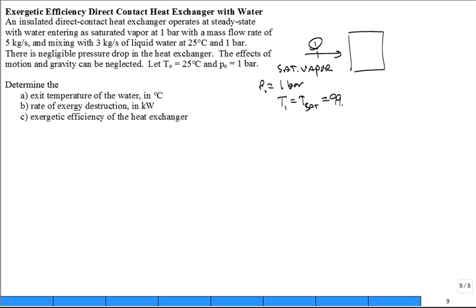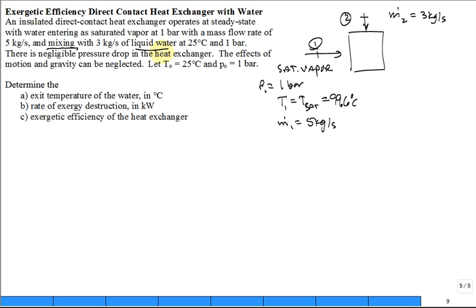Okay? 99.6 degrees C, the saturation temperature for water at 1 bar. And then it has a flow rate, m dot 1, of 5 kilograms per second. Now it mixes with state 2. m dot 2 is 3 kilograms per second. Now, it is liquid water.